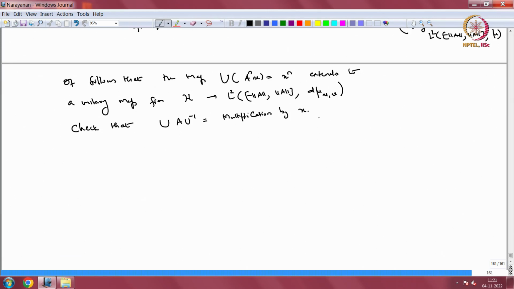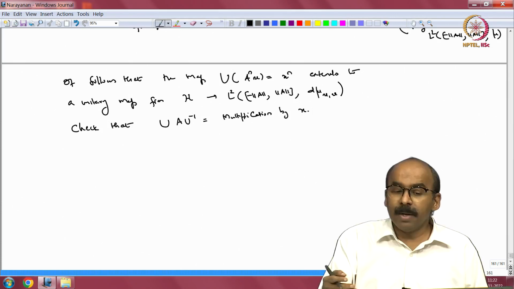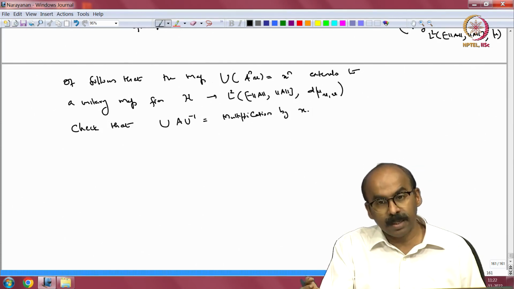That is easy to see, because A to the n v goes to x to the n, right. So, if I apply A to one side, I am going to get A to the n plus 1, on the other side I will get x to the n plus 1, which is x multiplied by x to the n, right. So, the operator is multiplication by x on all monomials and so for all polynomials and so for the whole space, right, because of denseness. So, under this unitary the A will go to multiplication by x.